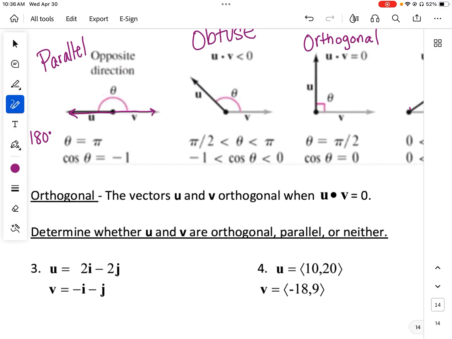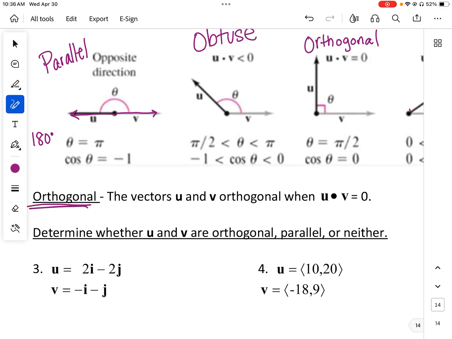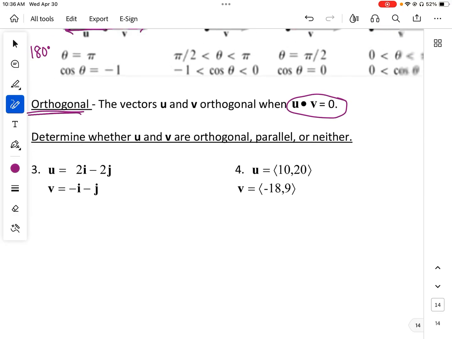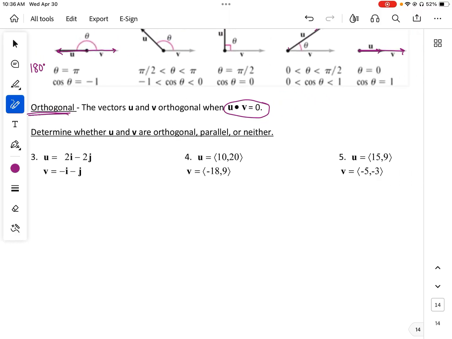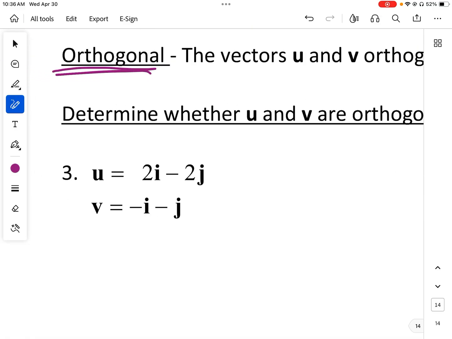So the key thing here is for it to be orthogonal, the two vectors will have a dot product of 0. The three problems that we have right here just say determine whether U and V are orthogonal, parallel, or neither. So we need to check this first, and then if we need to, we'll have to find the actual angle. Let's look at number 3. U would be 2, negative 2, and V would be negative 1, negative 1.